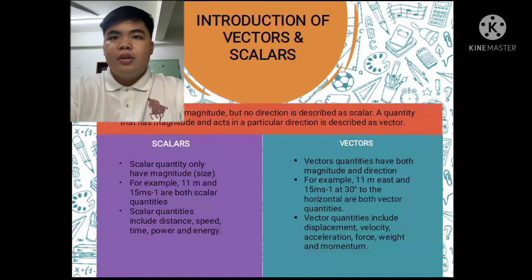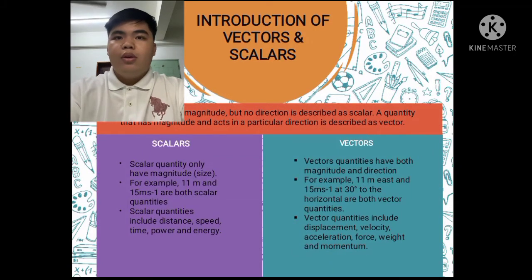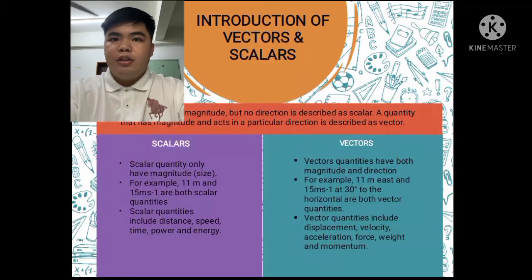Vector quantities have both magnitude and direction. For example, 11 meter east and 15 meter second^-1 at 30 degrees to the horizontal are both vector quantities. Vector quantities include displacement, velocity, acceleration, force, weight, and momentum.